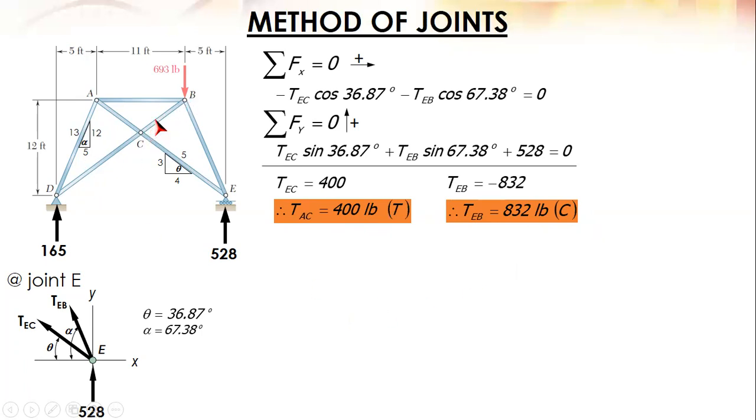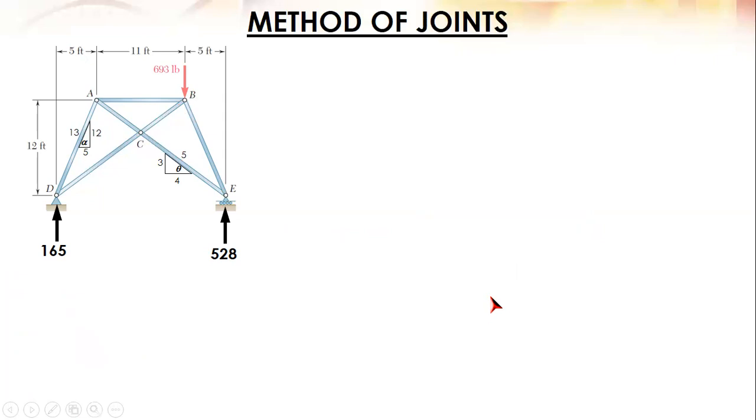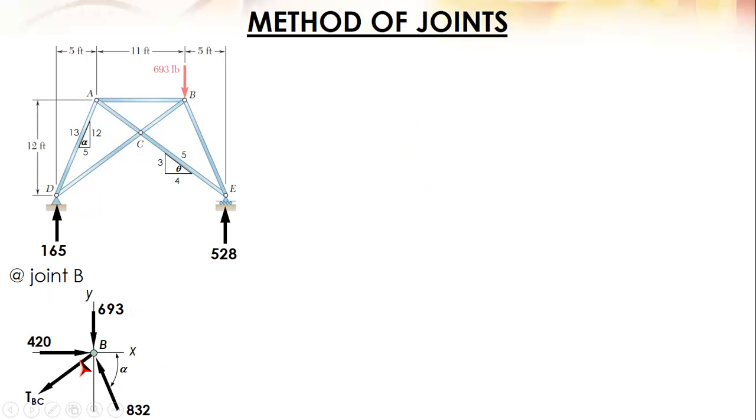So the remaining member nga ma-solve is BC. Okay, let's consider joint B. Sa joint B, naa kay 693 pounds downward, and naa kay EB, na-solve na siya. So ang BE na ni 832, and then ang alpha. And then 420 compression man ni, na-solve ta ganina. And this one, ang unknown na ni, TBC. Again, pag unknown pa, tension ang assumption. And then theta.